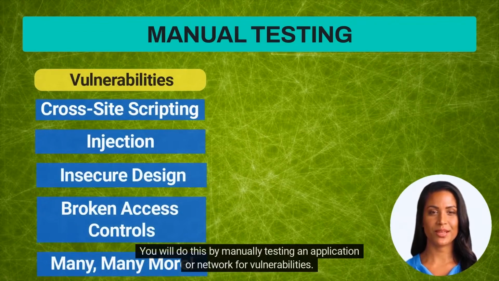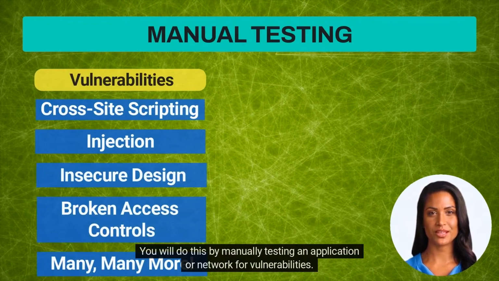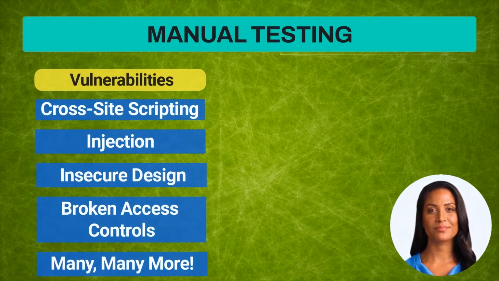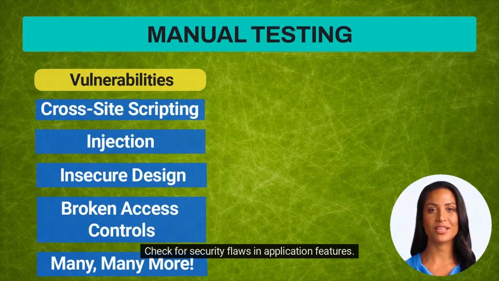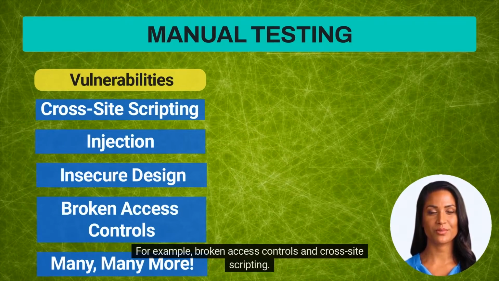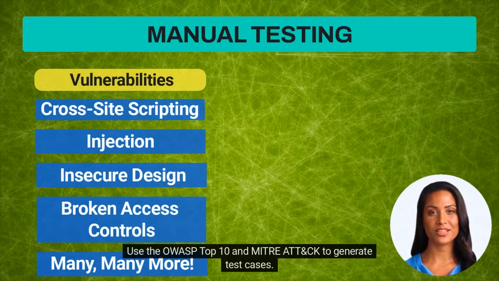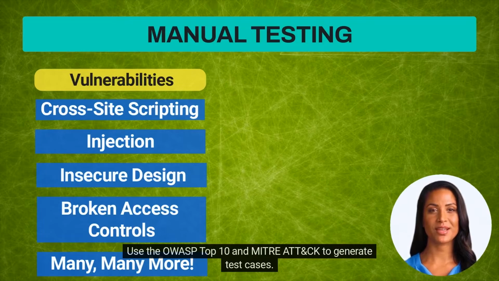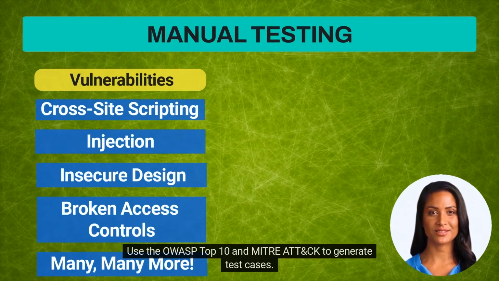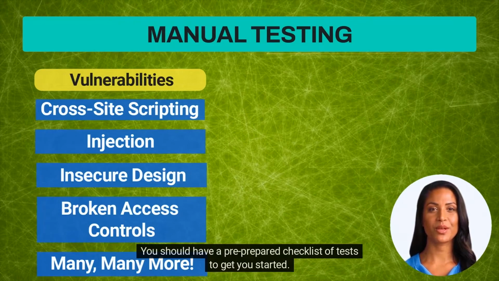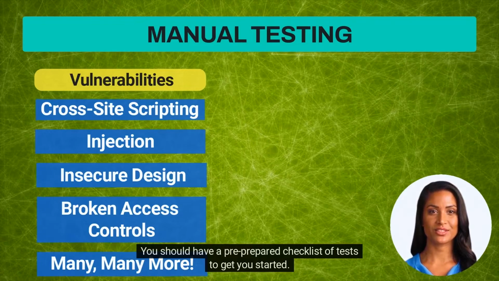You will do this by manually testing an application or network for vulnerabilities. Check for security flaws in application features, for example, broken access controls and cross-site scripting. Use the OWASP Top 10 and MITRE ATT&CK matrix to generate test cases. You should have a pre-prepared checklist of tests to get you started.